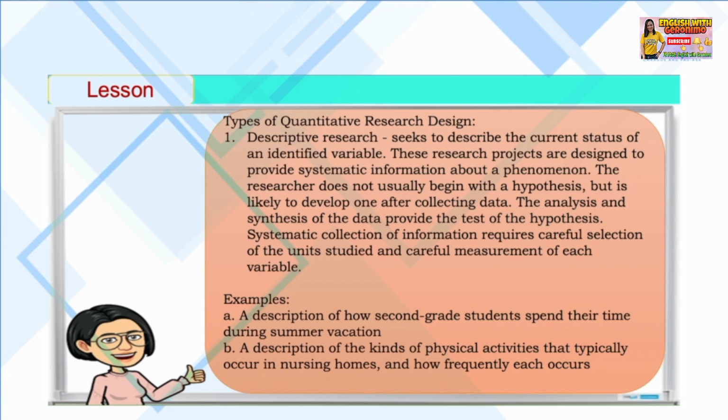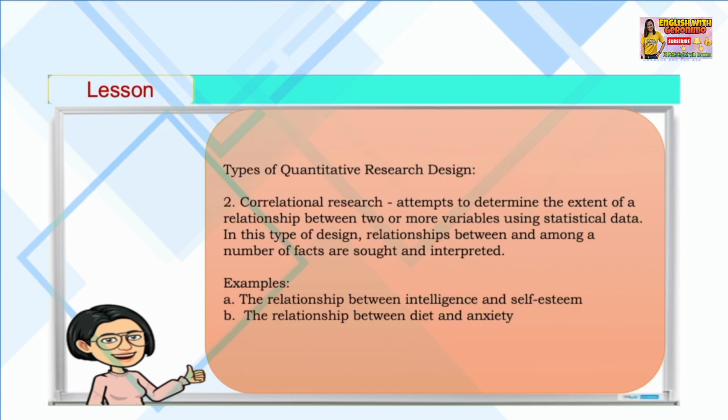Letter B. A description of the kinds of physical activities that typically occur in nursing homes and how frequently each occurs. The second type of quantitative research design is correlational research. It attempts to determine the extent of a relationship between two or more variables using statistical data. In this type of design, relationships between and among a number of facts are sought and interpreted.